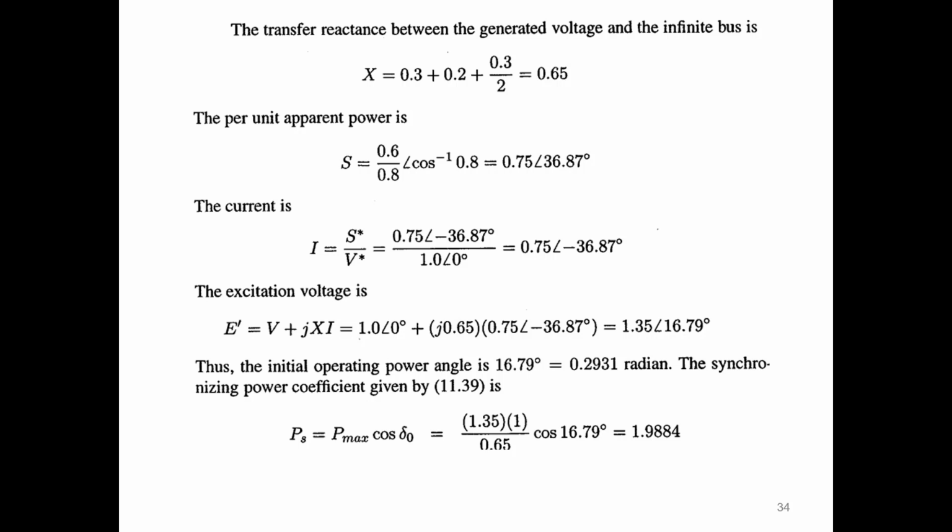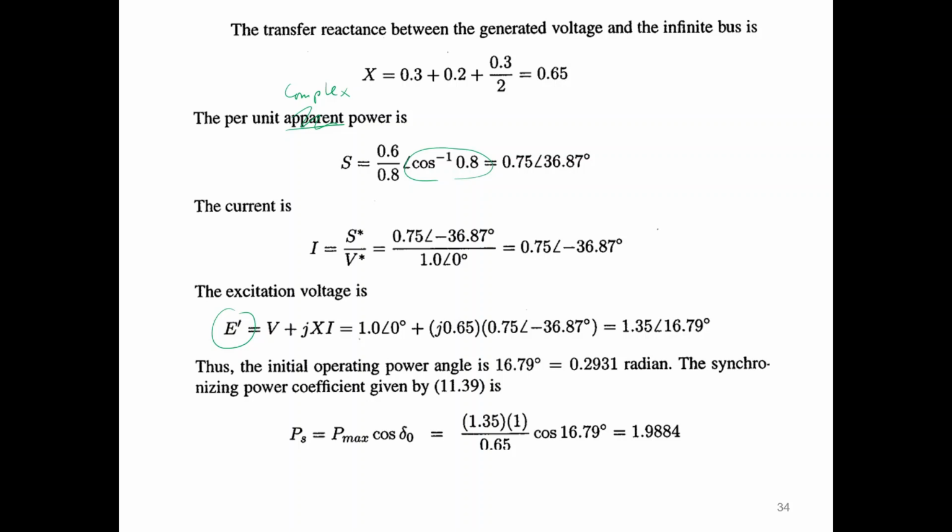Actually, this is not apparent power. We should say this is the complex power. You have to change this, because if it is apparent power, we are interested in just the absolute value or the magnitude of the power itself. But in this case, we put the angle, so it should be complex power. Okay, we find the current, and then we find the excitation. Now we can find the initial delta zero.